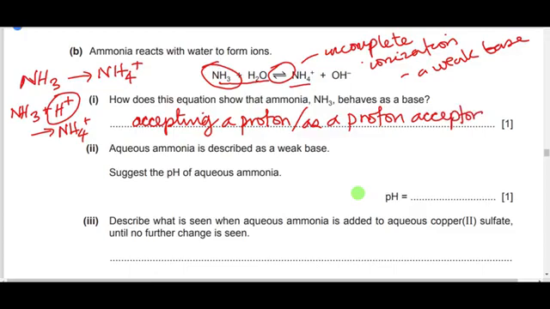So in this reaction, water is acting as an acid because it donates proton, the hydrogen ion, to what? Ammonia, while ammonia acts as a base because it accepts what? The proton or the hydrogen ion from what? From water. Now, aqueous ammonia is described as a weak base, of course, which we already stated.